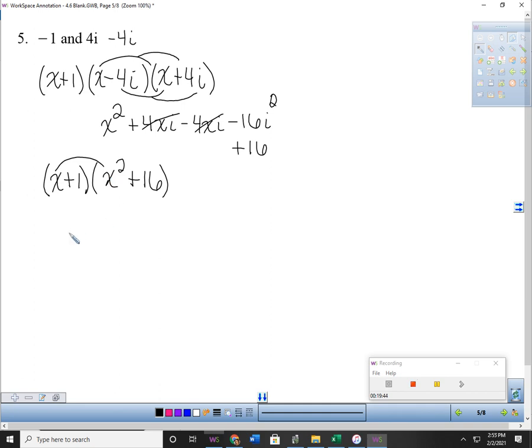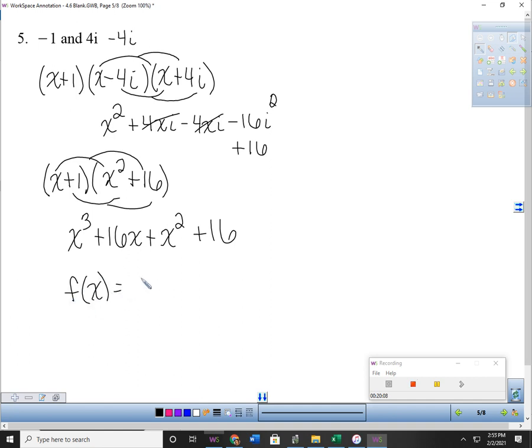So x times x squared is x to the third. x times 16 is 16x. 1 times x squared is x squared, and 1 times 16 is 16. And I don't have any like terms, but I still have to put this in order. So I have f of x is equal to x to the third, then my x squared, then my 16x, and then my 16.